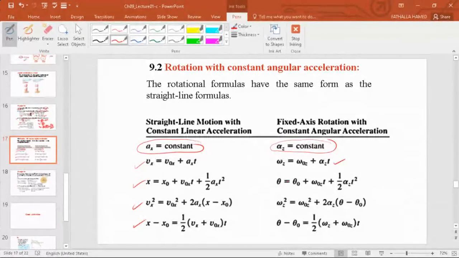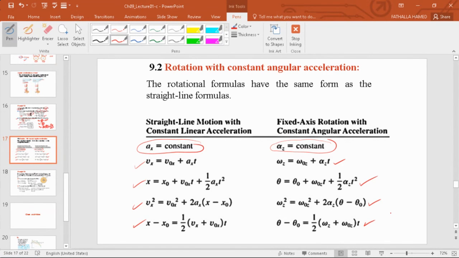Theta, that's our angular position. Here we have linear position x. So theta should equal theta 0 plus omega 0 t plus 1/2 alpha z t squared. And then we have omega squared equal to omega 0 z squared plus 2 alpha z times theta minus theta 0. And theta minus theta 0 is equal to 1/2 omega z plus omega 0 z times t. So you're getting the same set of equations if we have constant angular acceleration.